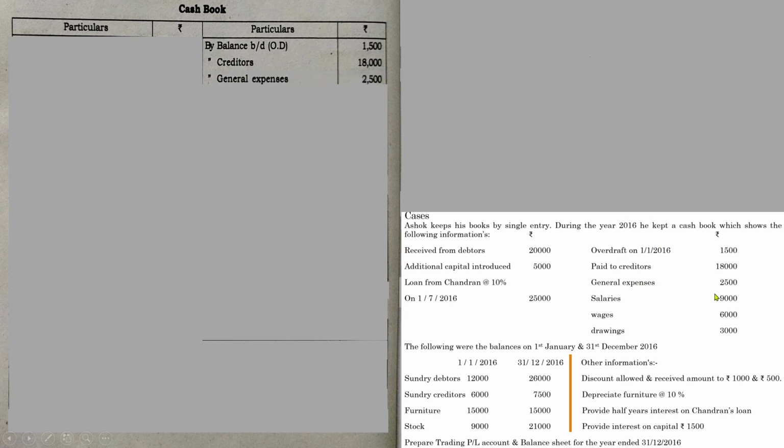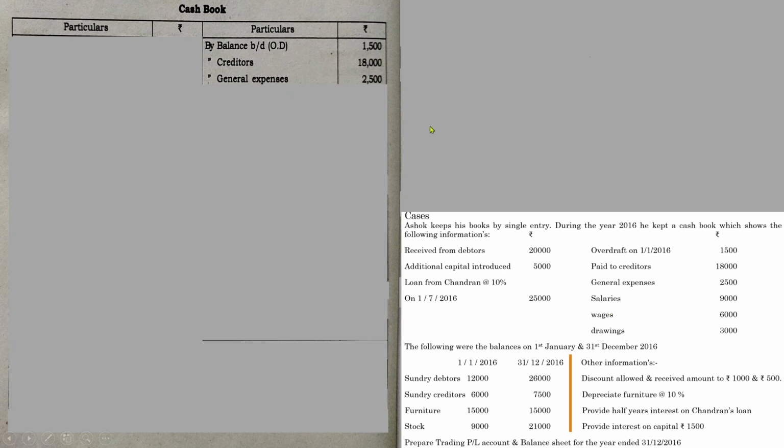Next one, general expenses 2,500. It is also a payment, that is a reduction in the cash, so it will be shown in the credit side of the cash book. Any items that increase the cash balance will be shown in the debit side. Any items or transactions that lead to a decrease in the cash balance will be shown in the credit side. I hope you all know the rules and concept.